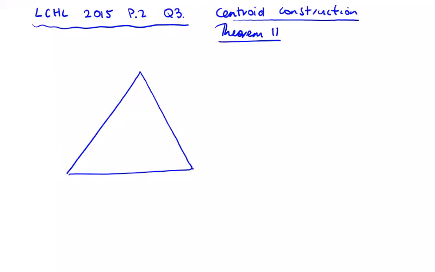Leaving Cert Higher Level 2015 Paper 2, and this is question 6, not question 3. You were asked to do the centroid construction. So your knowledge for centroid is midpoint to vertex. There's a couple of ways to do it. You could measure the length of this side with a ruler, write down your measurements.